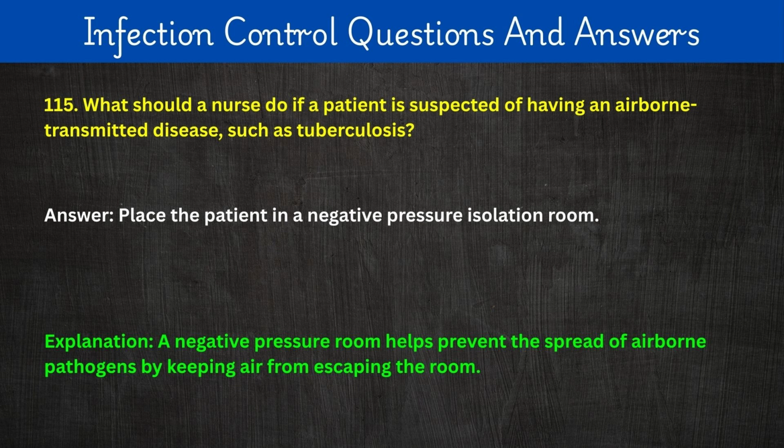115. What should a nurse do if a patient is suspected of having an airborne transmitted disease, such as tuberculosis? Answer: place the patient in a negative pressure isolation room. Explanation: a negative pressure room helps prevent the spread of airborne pathogens by keeping air from escaping the room.